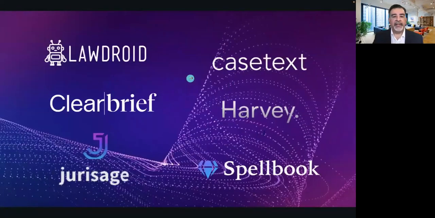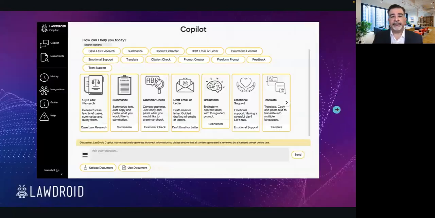Applications powered by ChatGPT, at least the AI model, include CaseText, Harvey, Spellbook, Jurisage, which is now, I think, SiteRate, Clearbrief, a fantastic product, and LawDroid. This is what LawDroid Copilot looks like. You have many different prompts that are available to you here. And this is on the Copilot screen.